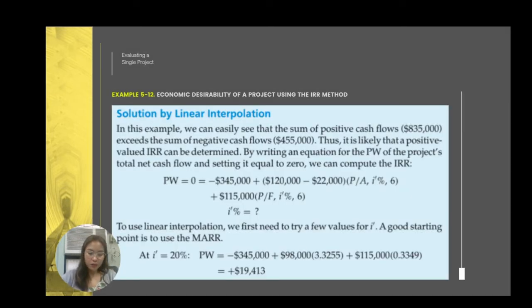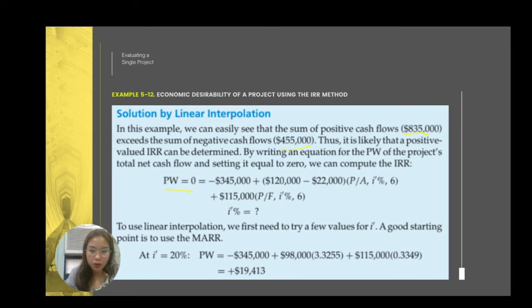By linear interpolation, we can easily see that the sum of positive cash flows, $835,000, exceeds the sum of negative cash flows, which is $455,000. Thus, a positive-valued IRR can be determined by writing the PW of the project's total net cash flow and setting it equal to 0. We can then compute the IRR.